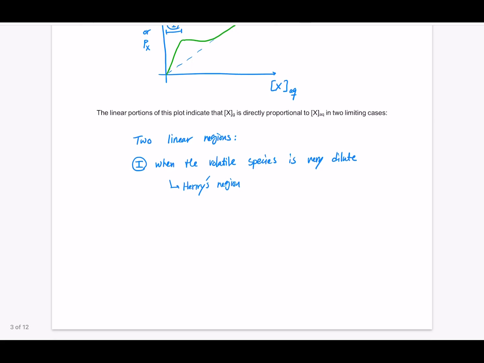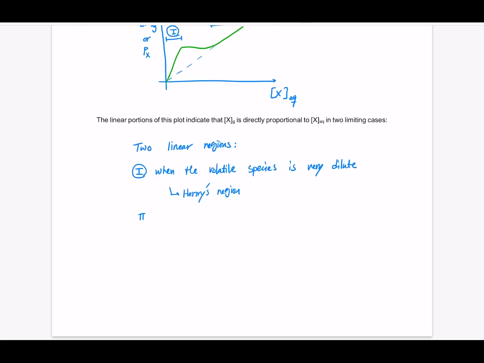And the second part is basically when the concentration is very high, so when the liquid phase is almost pure X. So this is basically Raoult's region. If you took thermodynamics, these are pretty familiar terms to you.